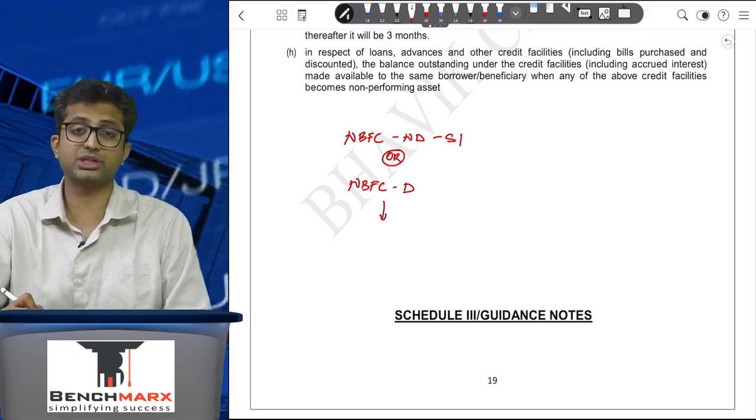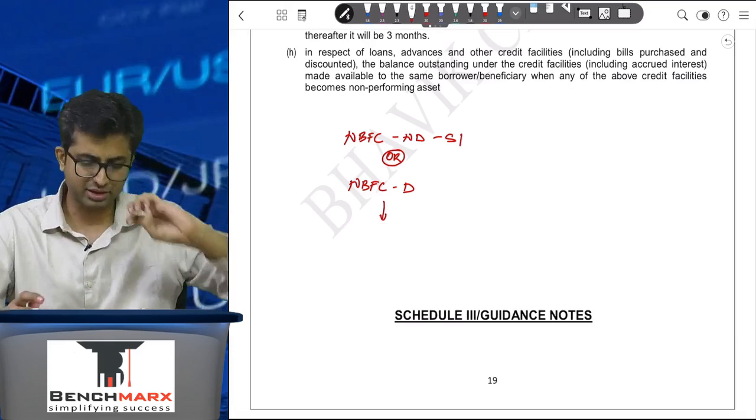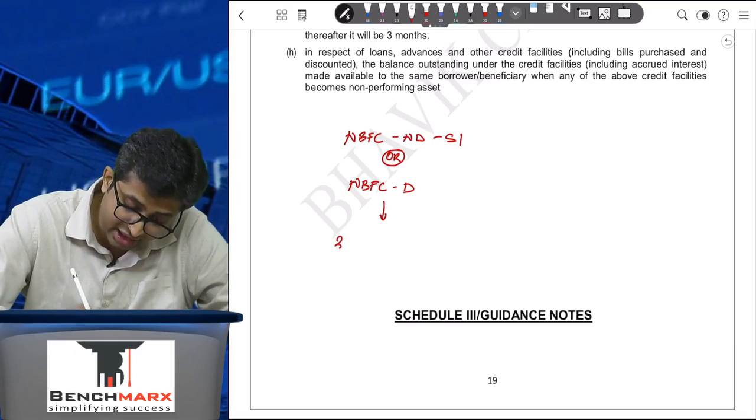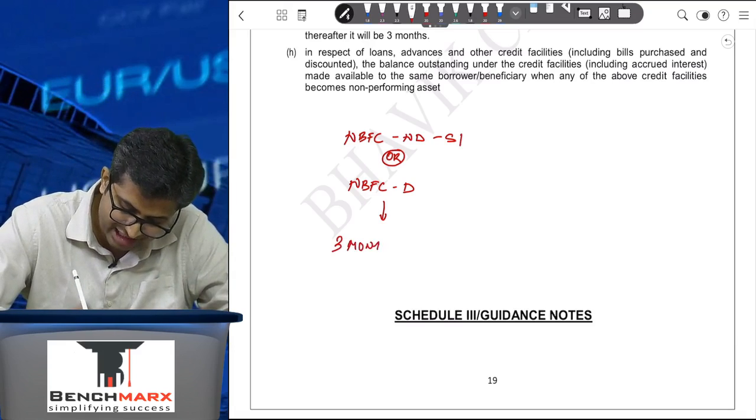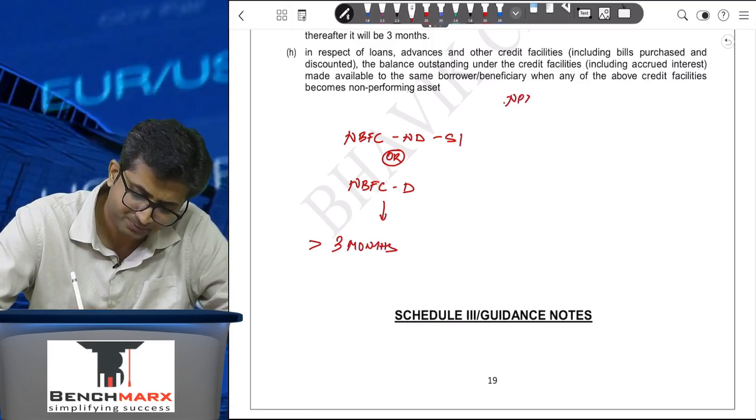If it is non-deposit taking, then of a systematic significance, that is more than 500 crores of net worth, then the criteria is 3 months. For your exam, it is 3 months. Anything which is overdue greater than 3 months is an NPA.